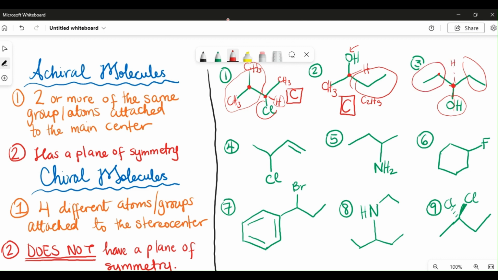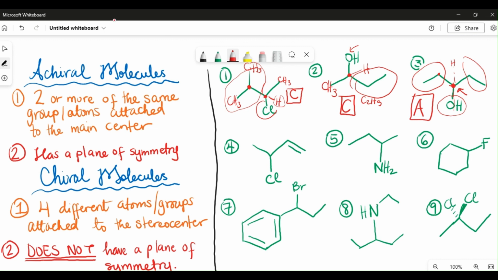What did we say about achiral centers again? We said two or more of the same group or atoms are attached to the main center. In this case, we have two ethyl groups, so that makes it achiral for this center. And then there's a plane of symmetry, and it completely makes it not just an achiral center at this point or at this point, it makes the entire molecule an achiral molecule because of the presence of the plane of symmetry. So that's it. I'm going to denote achiral with an A in a box, just like I denoted chiral with a C in a box. Now let's do number 4.